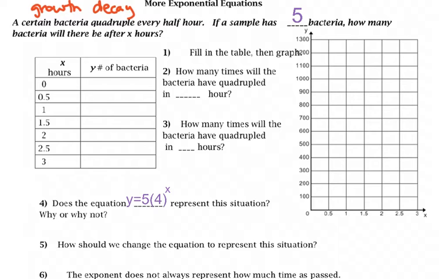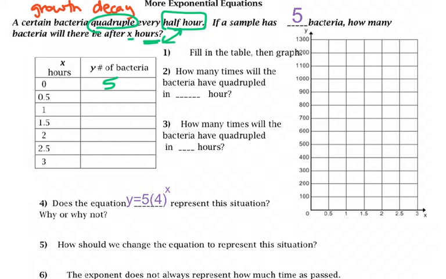So the first question says a certain bacteria quadruples. Okay, there's a special word right there. Every half hour, so every 30 minutes. So if a sample has 5 bacteria, so that's to begin with, so I'm going to put the 5 right there. How many bacteria will there be after X hours? And notice that there's a time discrepancy there.